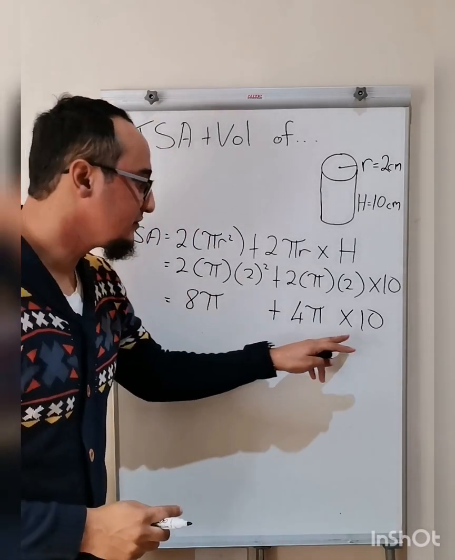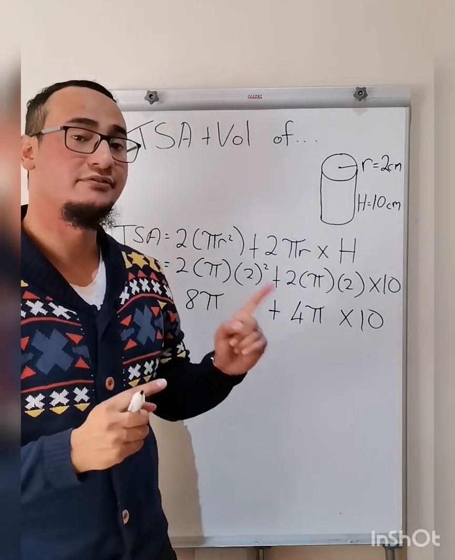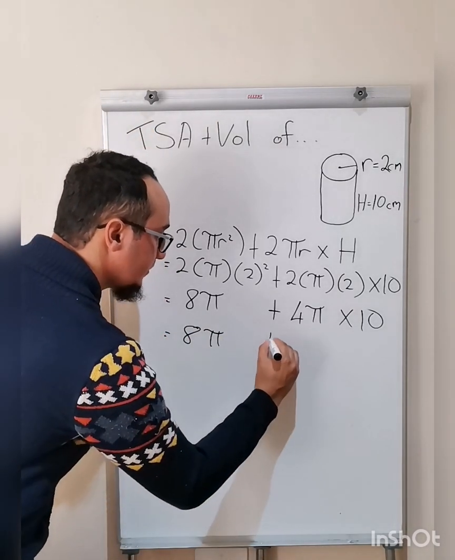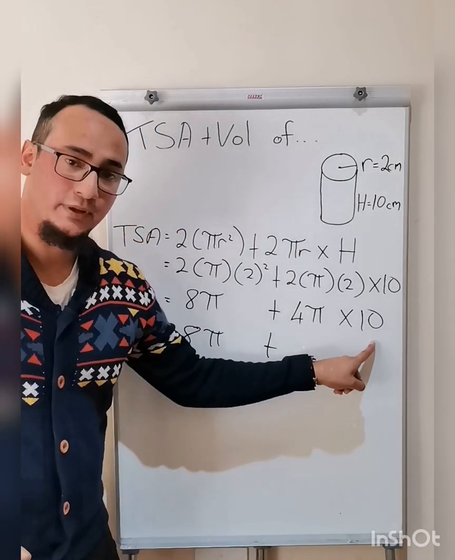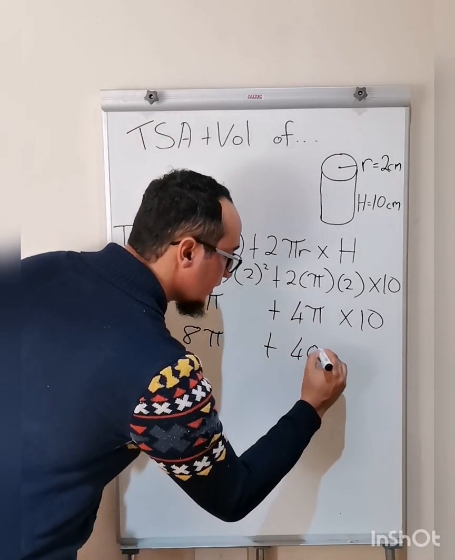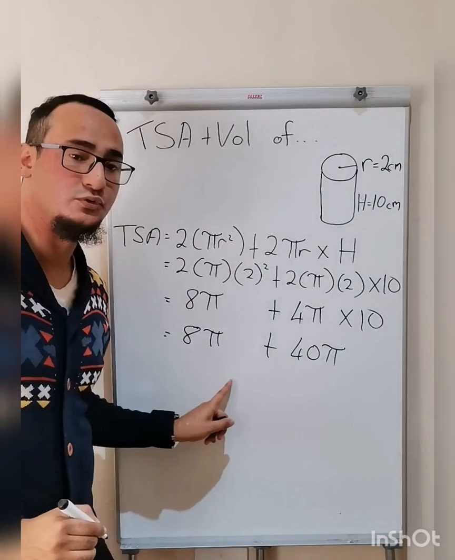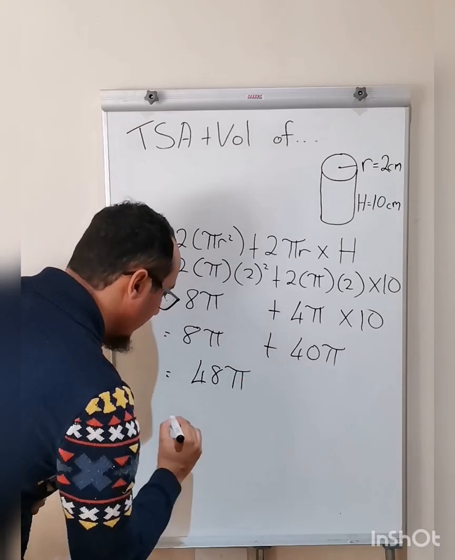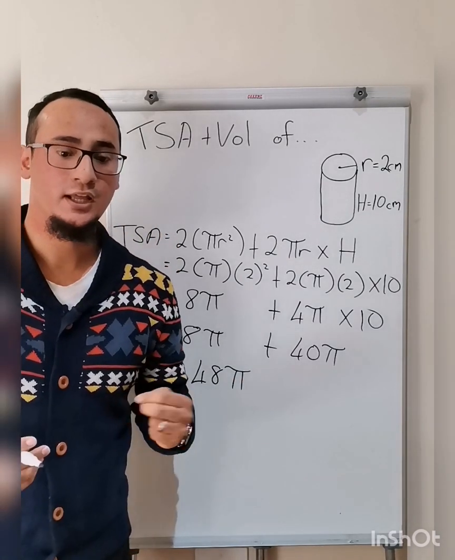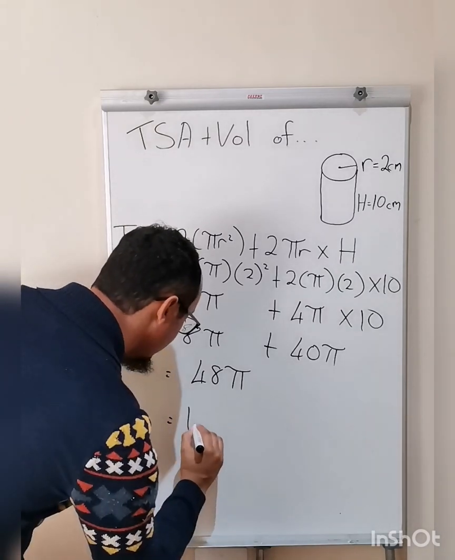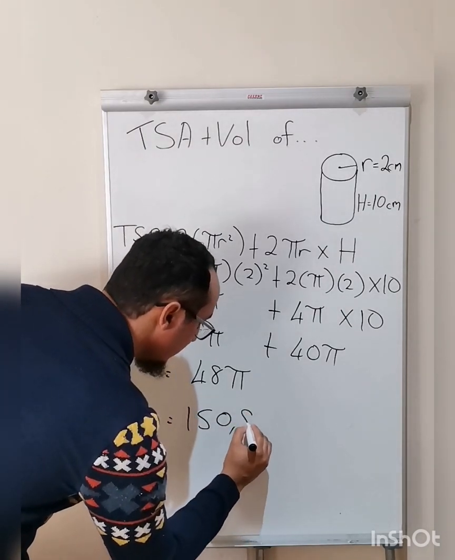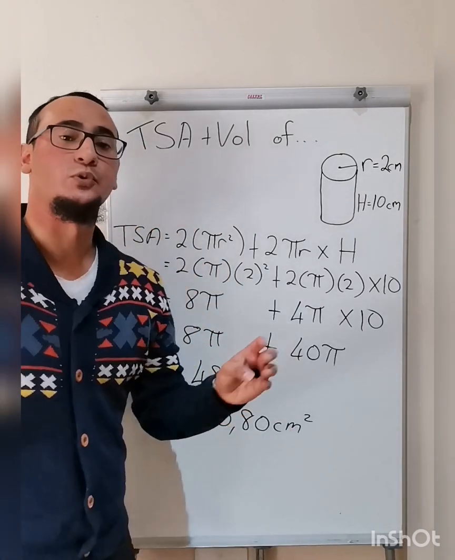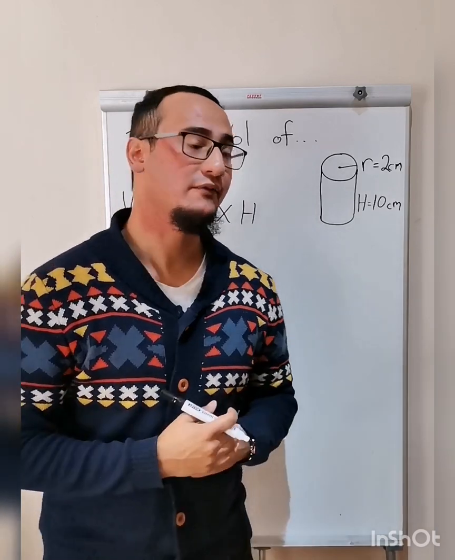Again, we have 2 different operations. I first multiply before I add. So this has to stay 8 pi, plus 4 pi multiplied by 10 is equal to 40 pi. And over here, if I add these 2 together, it will be equal to 48 pi. And if I substitute it into my calculator, I get the answer of 150.80 centimeters squared. On to the volume of a cylinder.